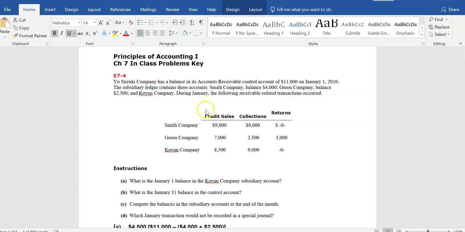Okay, in chapter 7, we are working with special journals. Let's do a few problems to work with the application of those concepts. This first exercise we're going to work through is Yu Suzuki Company.